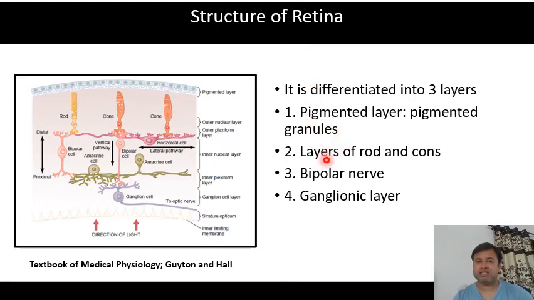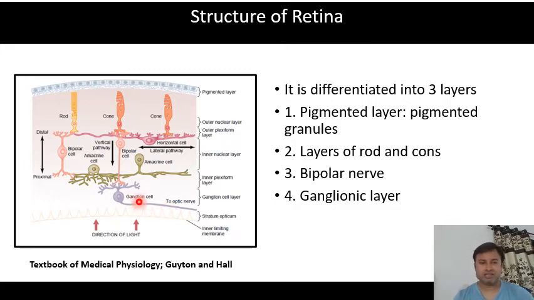Second layer is a layer of rods and cones, which is shown here. This is rod and this is the cone. Third layer is a bipolar nerve. So this one is a bipolar neuron which synapses with the rod cells and cone cells. And fourth is a ganglionic layer which is shown here in the purple color. These are ganglionic cells, which form the ganglionic layer.